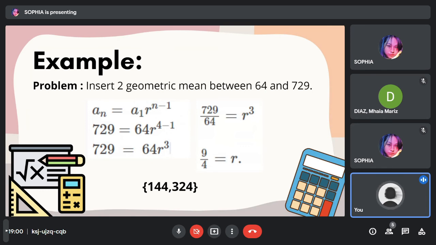We will then divide 729 by 64, and 64 r cubed will be divided by itself, so we simply cancel it. Moving on, we now find the cube root of 729 over 64, which will equal 9 over 4, which is our common ratio. The last thing to do is to multiply 9 over 4 to our first term, second term, and so on. Therefore, our answer is 144 and 324.